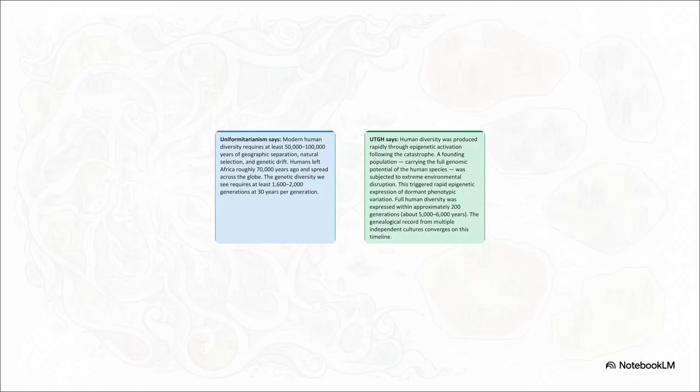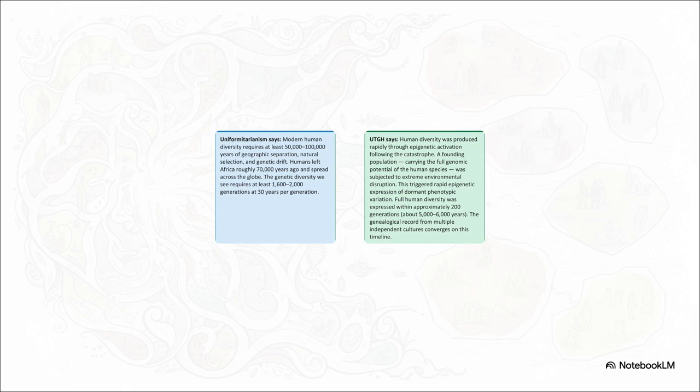When you place these ideas side by side, the contrast is absolutely stark. The standard model requires tens of thousands of years for random genetic mutations to just slowly build up those physical adaptations. But the UTGH model argues this diversity wasn't built from scratch. It was simply activated.